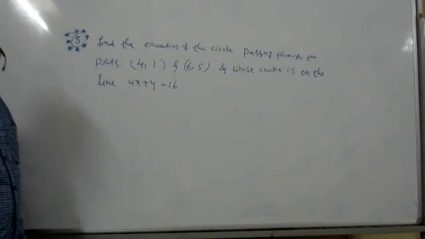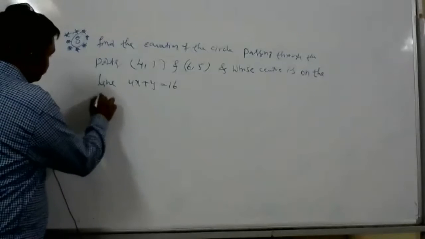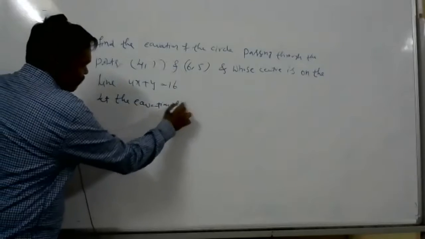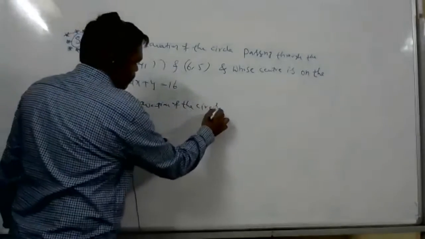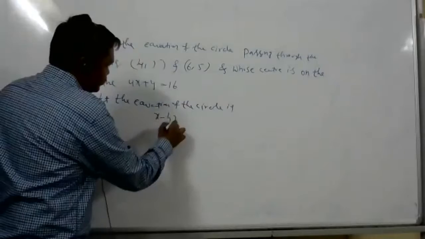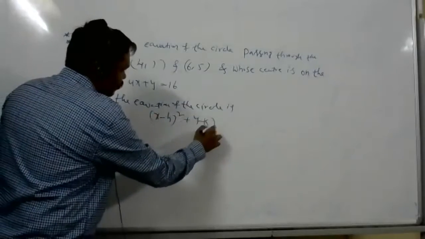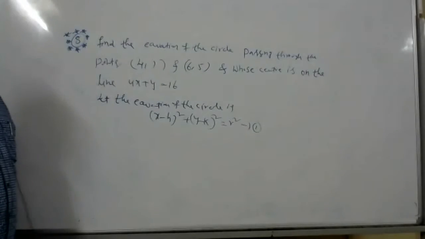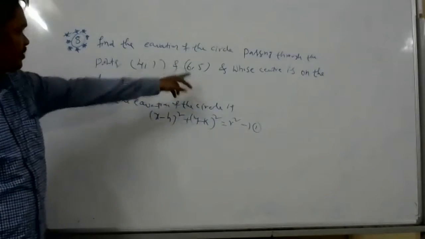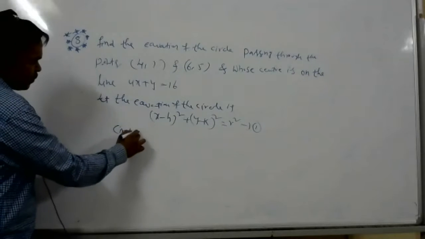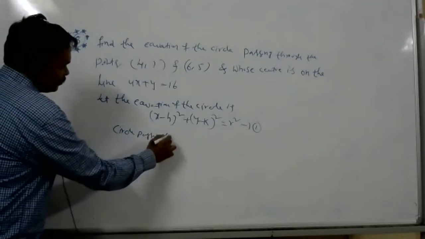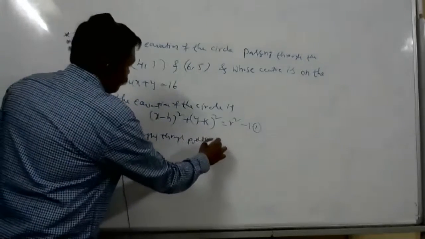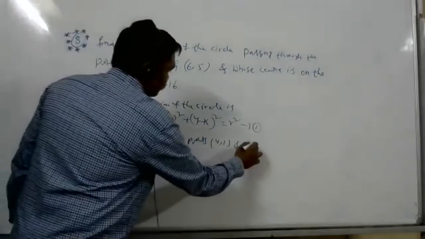Okay, listen. Let the equation of the circle be (x minus h) whole square plus (y minus k) whole square is equal to r square. This is equation 1. Now the circle passes through 2 points, 4, 1 and 6, 5.